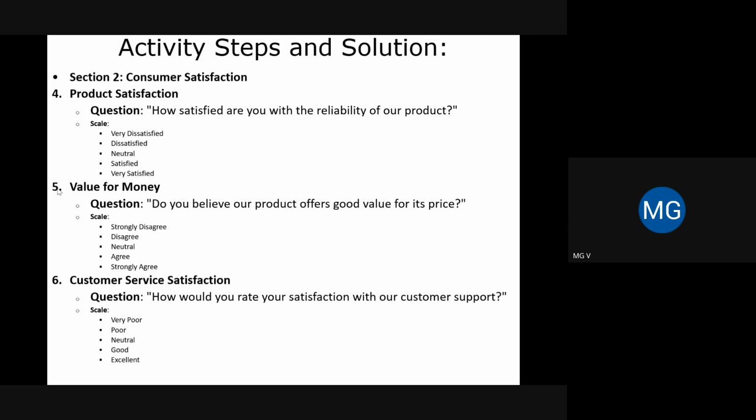Value for money, the question could be, do you believe our product offers good value for its price? Scale may vary from strongly disagree to neutral to strongly agree. Always take an odd number for the scale. Customer service satisfaction. The question could be, how would you rate your satisfaction with our customer support? The scale can vary from very poor to neutral to excellent.